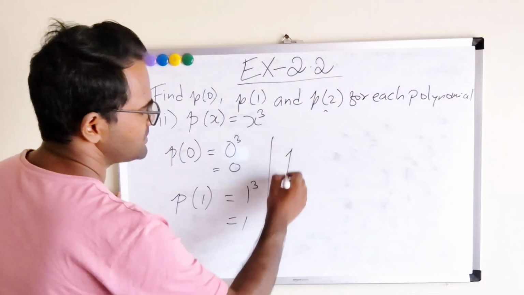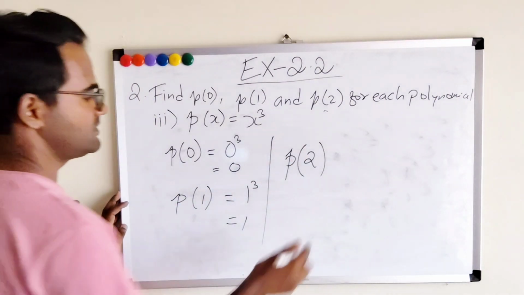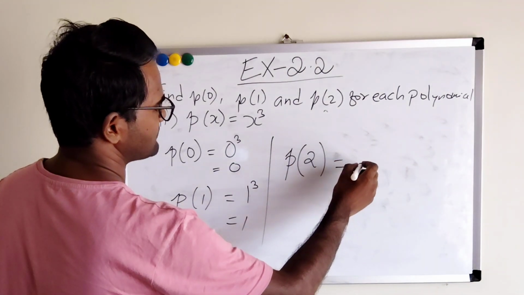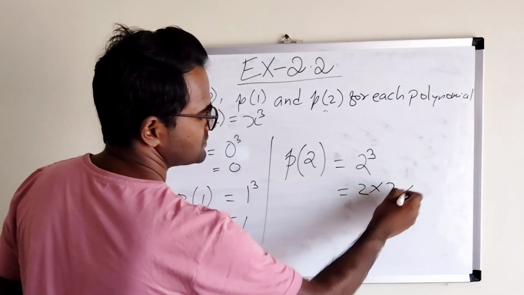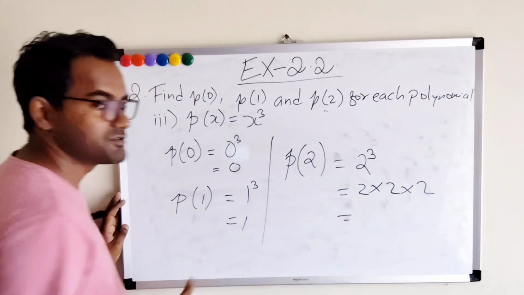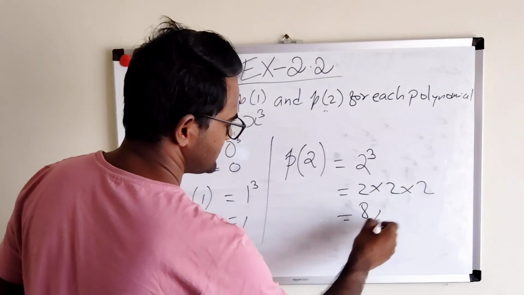Alright, now P of 2. So in place of x we have to write what? 2 cube. So 2 into 2 into 2, how much you get? 2 into 2 into 2, you get 8. So this one is 8.